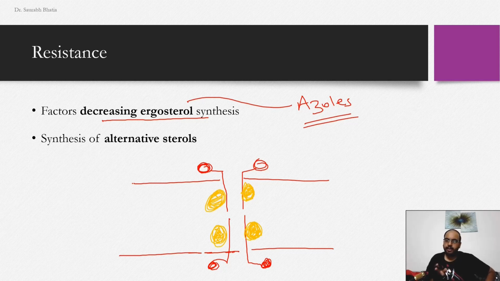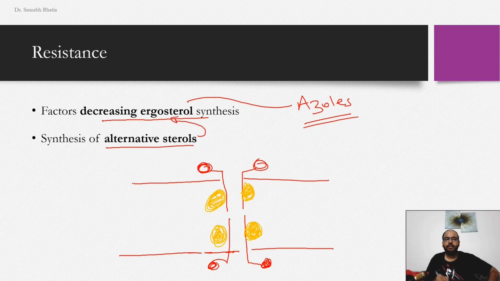Now we are clear. So many a times, for example, for histoplasma, we use itraconazole and amphotericin B. Both are recommended by IDSA. But if you use two of these drugs together, remember that azoles are going to decrease the ergosterol synthesis. And when ergosterol is not present, you will not be able to have much molecules to stabilize amphotericin B, leading to resistances. Clear? Synthesis of alternative sterols.